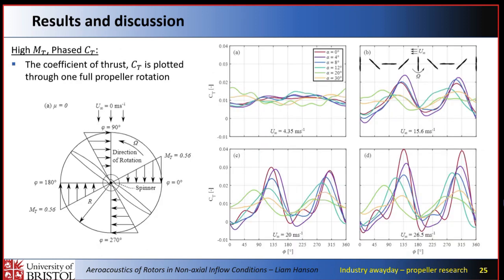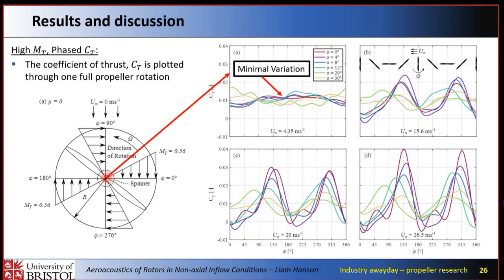So what does that mean in terms of measurable data? This is the coefficient of thrust, CT. And here I've got it from 0 to 360 degrees through one rotation. If we look first at the top left, that's close to static conditions. We've got minimal variation in the thrust. That's what you'd expect. The tip Mach number will change slightly, but not too much through one rotation.